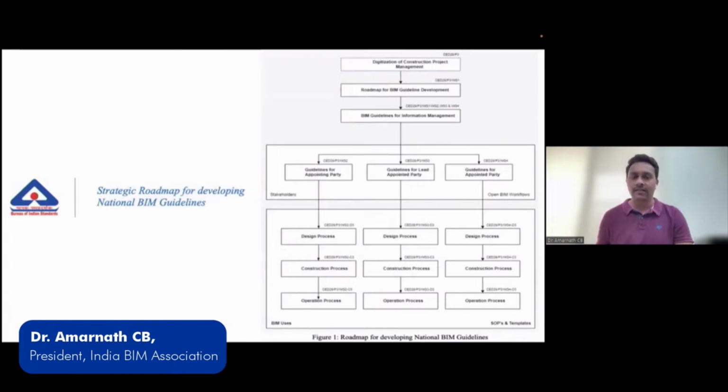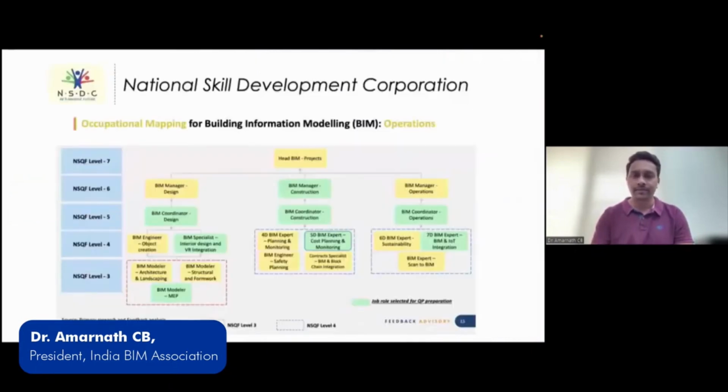And also we have developed a CED, which is the Civil Engineering Department, as a part of BIS, wherein we have a panel. And also we have multiple working groups which are formed to develop the guidelines to support the appointing, lead appointed and appointed parties in terms of implementing BIM in their projects.